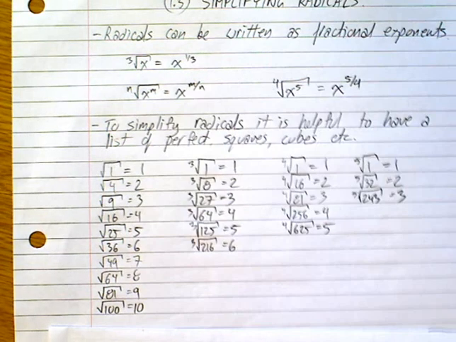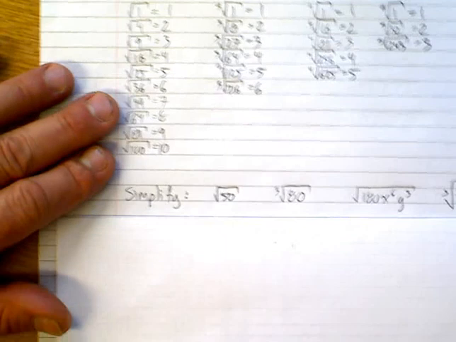Okay? So let's jump down here. Square root of 50. Well, we already did that. See if you can beat me.